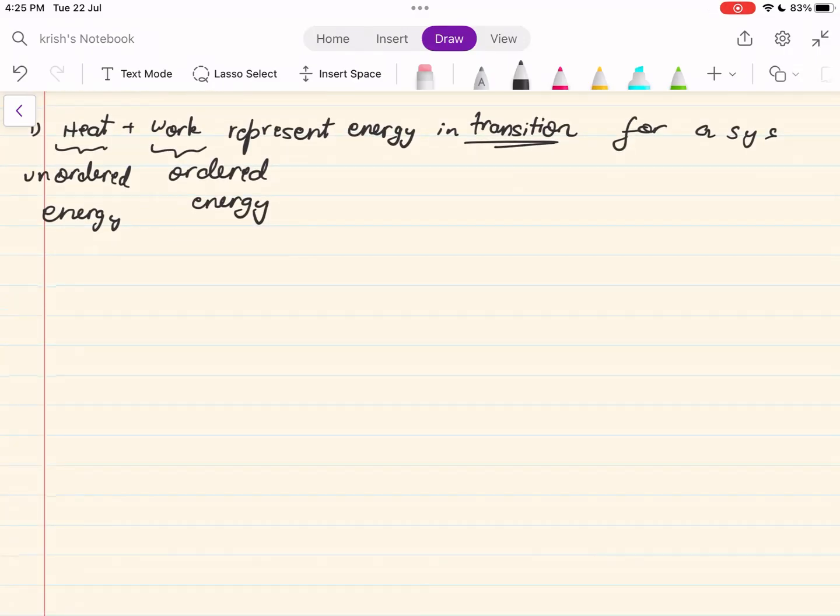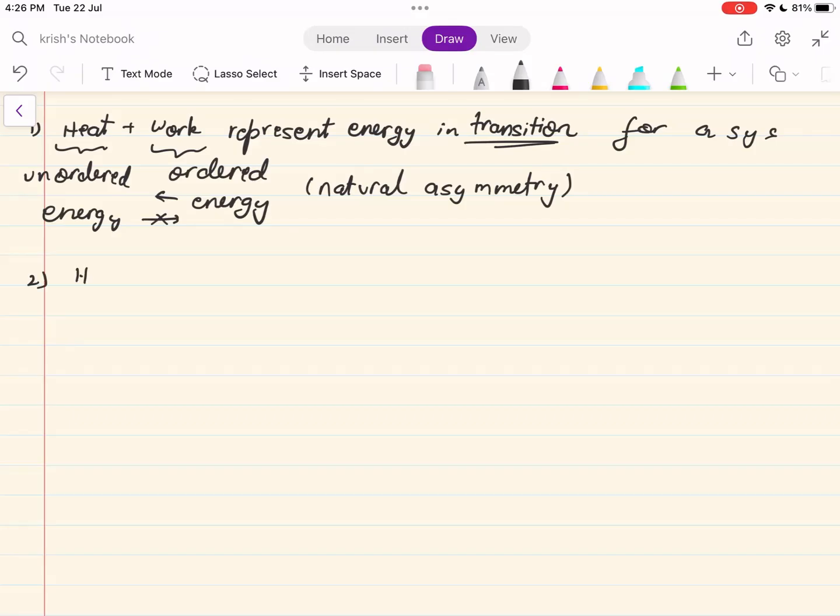You might have also heard that you can't convert all heat into work, but all work can be converted into heat. That is because heat is unordered and work is ordered. So you can go from ordered to unordered, but you cannot go from unordered to ordered. And this is, in fact, one of the laws of thermodynamics as well, right? This is called natural asymmetry. Not a law, it's just a phenomena that we have discovered.